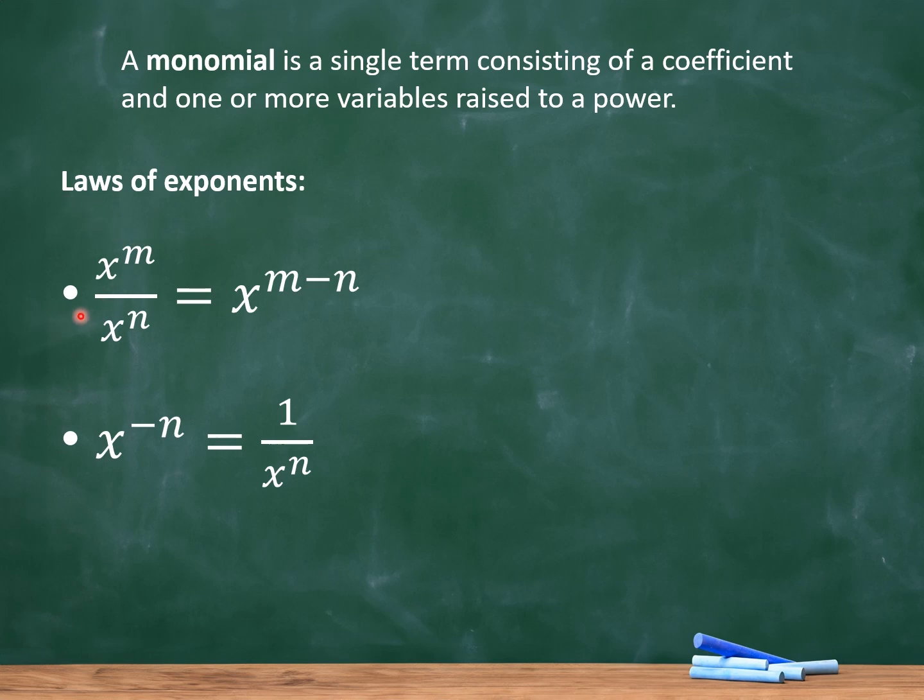One law of exponent says x to the power of m divided by x to the power of n is equal to x to the power of m minus n. Another law of exponent is x to the power of negative n is equal to 1 over x to the power of n.